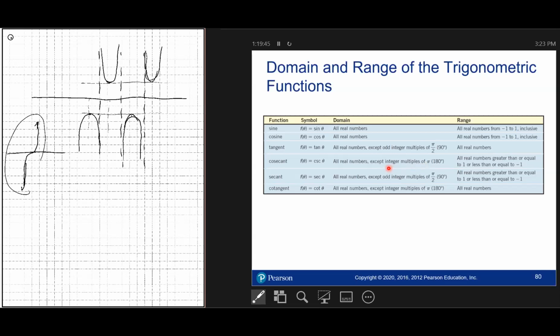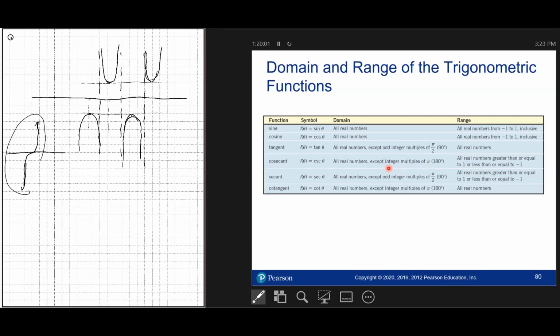Okay, so yeah, that's a case where the editor and the writer and the creator of the PowerPoint didn't talk to each other. You'll hear me complain about them all the time.